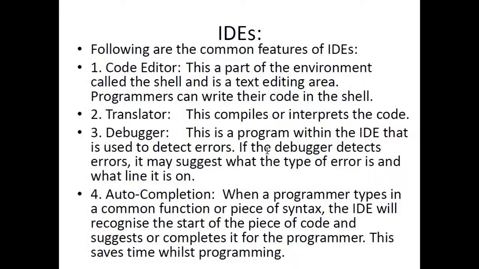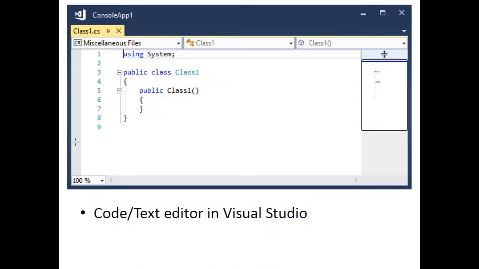Following are the common features of IDEs. Number one, code editor. This is a part of the environment called the shell and is a text editing area. Programmers can write their code in this shell. This is an example. This is the text area of Visual Studio, and over here between these two brackets you would write your code.